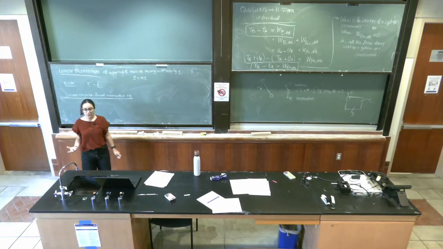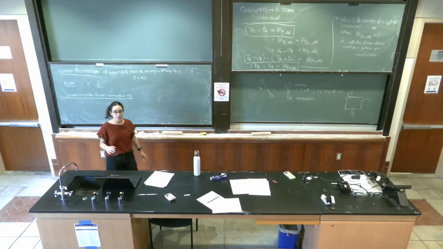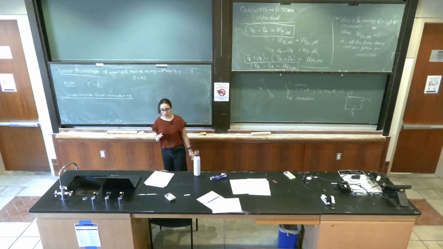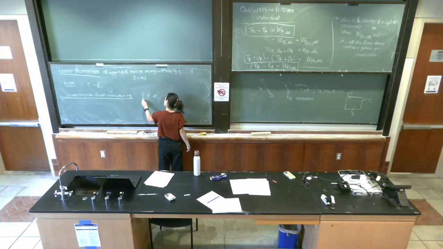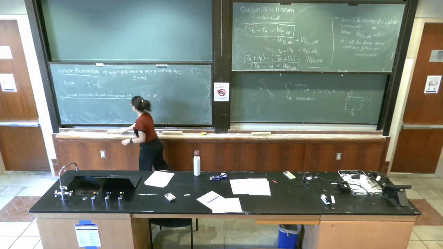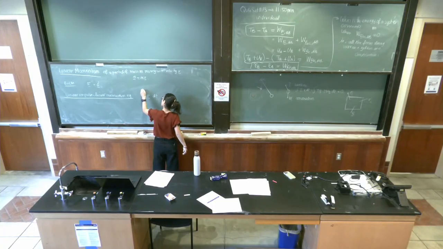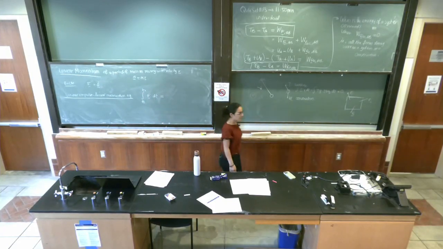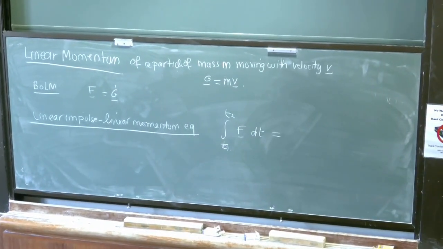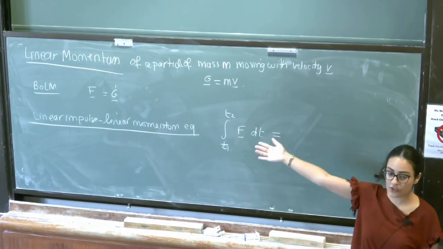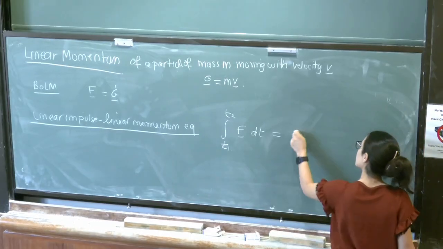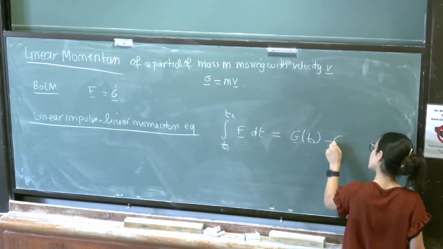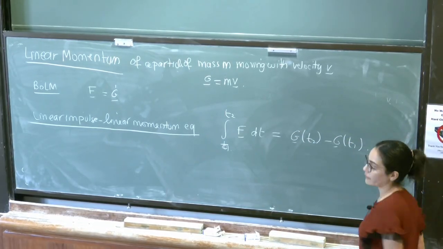The linear impulse linear momentum equation is the integral of the balance of linear momentum with respect to time. So that's just the integral of F dt from t1 to t2, which is the integral of G dot from t1 to t2, which is G at t2 minus G at t1, right?